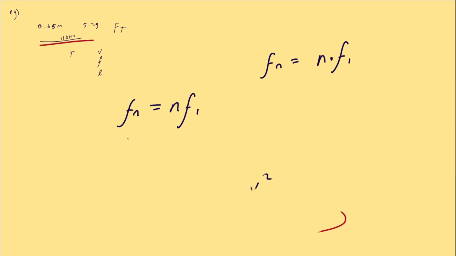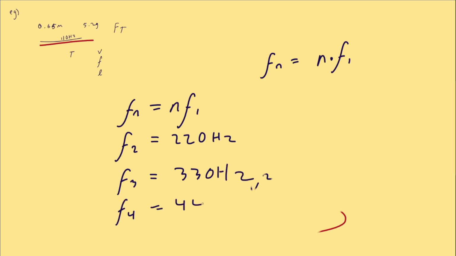Now, we can simply find the frequencies. At f2, which is the harmonic up, it's 220 hertz. At f3, 330, and at f4, it's 440. So you can see that harmonics are whole number multiples of the base frequency, which was 110.